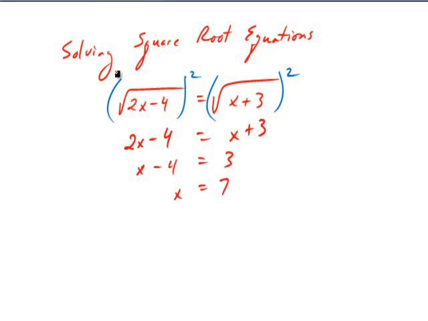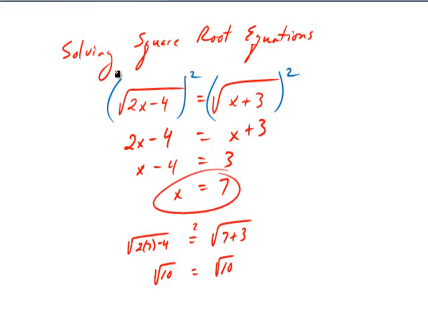If I put 7 back in this original problem for x, I have the square root of 2 times 7 minus 4, and I'm trying to see if that is equal to the square root of 7 plus 3. On the left-hand side, we have 14 minus 4, which is 10, so I have the square root of 10. On the right-hand side, we have the square root of 7 plus 3, which is also the square root of 10. They are equal, which says that x equals 7 is our solution to the problem.